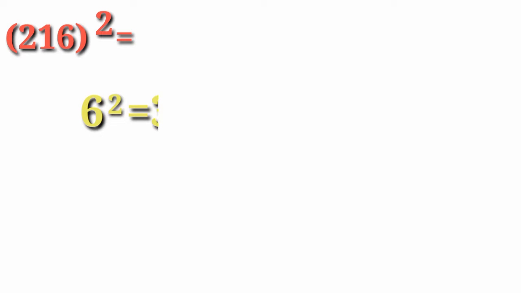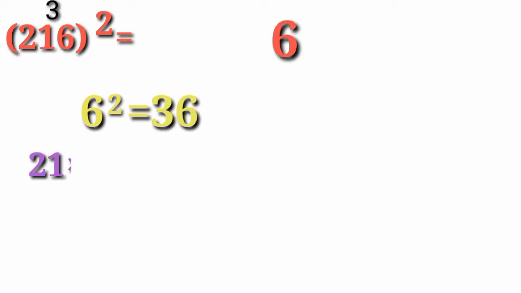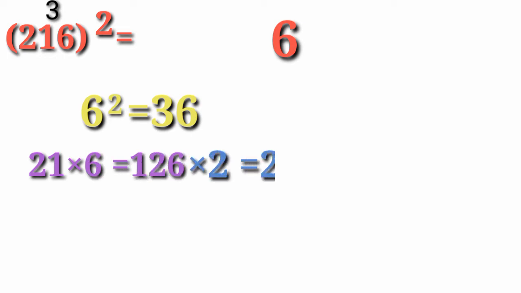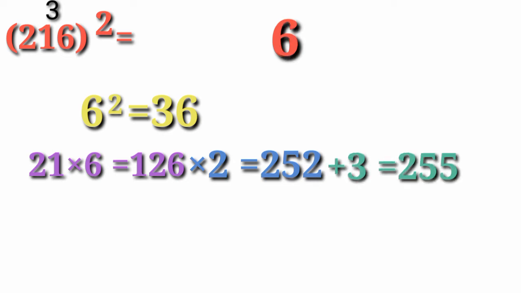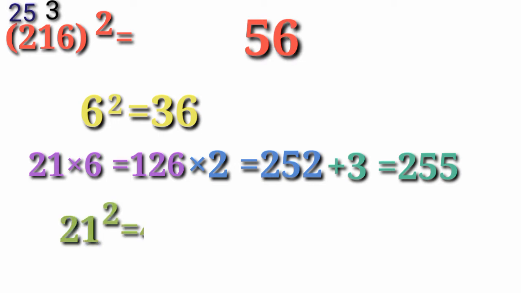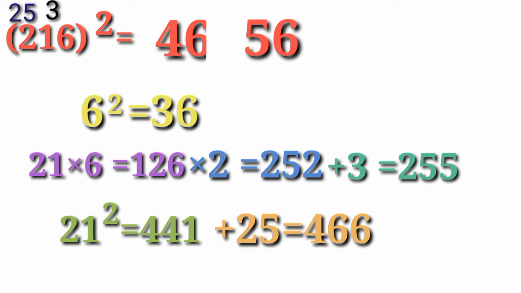6 square is 36, take 6, carry 3. 21 into 6 is equal to 126, multiply by 2 is 252, plus 3 is 255, take 5, carry 25, and 21 square is 441, plus 25 is equal to 466. So we get the square of 216 is 46,656.